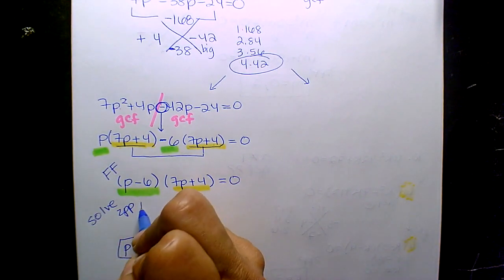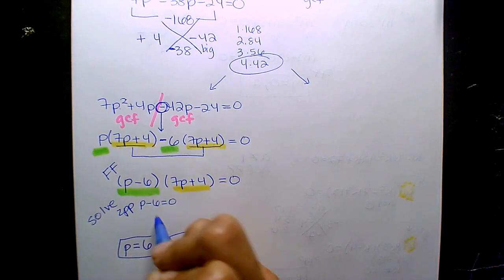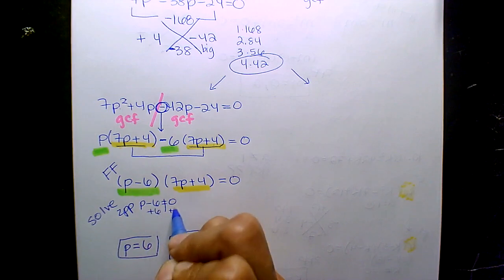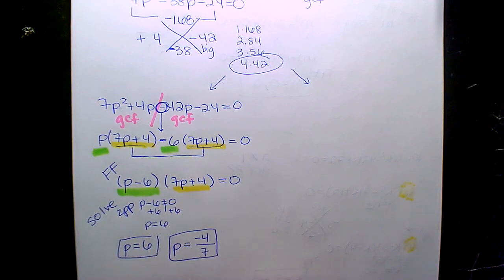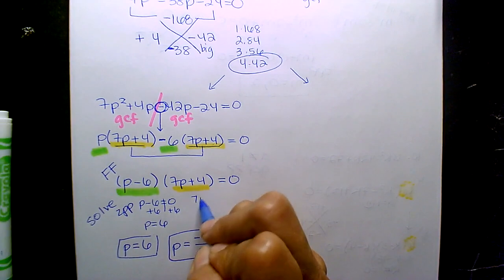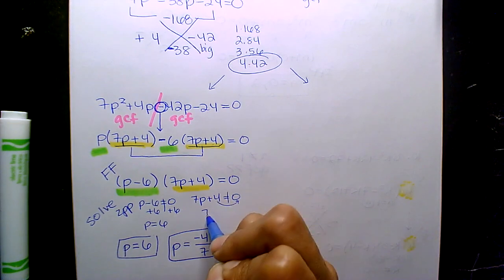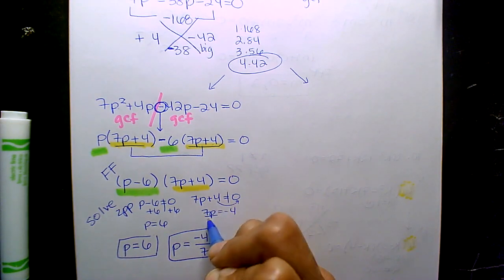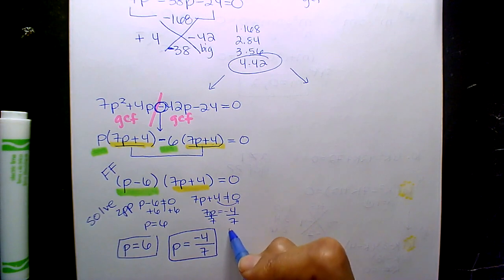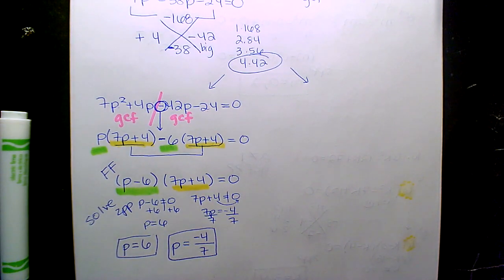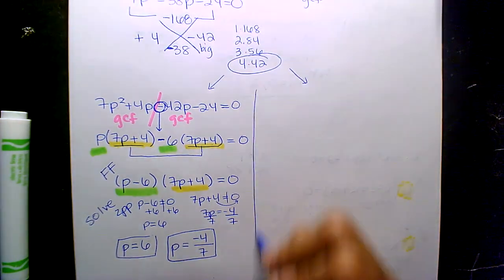Okay, now let's do the math though. The zero product property states to set the binomials equal to 0 and to go ahead and solve. And so there's my 6. And 7p plus 4 equal to 0. Take that 4 over. Divide by 7. And there's my negative 4 sevenths. Okay, let's do the other one.